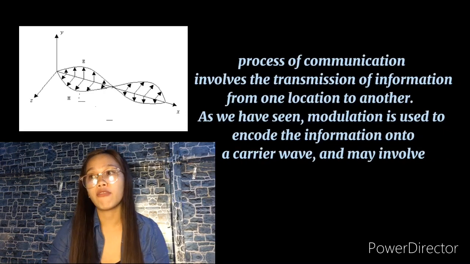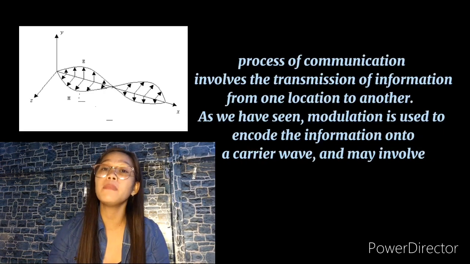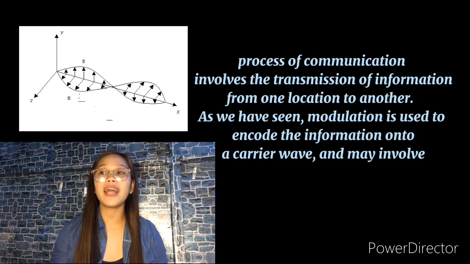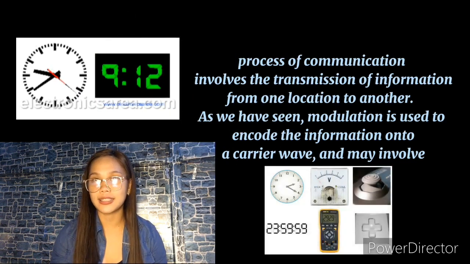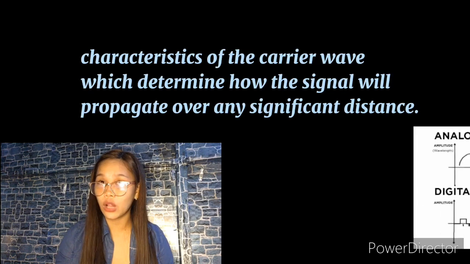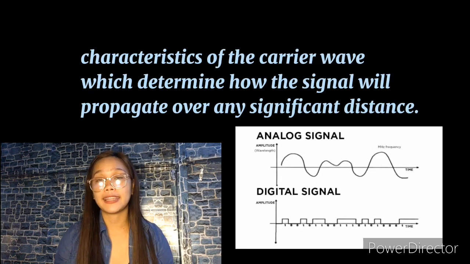So for today's video, I will be explaining the propagation of waves. Let's define what propagation of waves is. It is a process of communication that involves the transmission of information from one location to another. As we've seen, modulation is used to encode the information into a carrier wave and may involve analog or digital methods. It is also a characteristic of the carrier wave which determines how the signal will propagate over any significant distance. So in this video, I will describe the different ways that electromagnetic waves propagate.